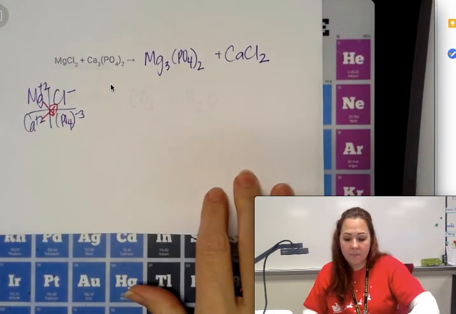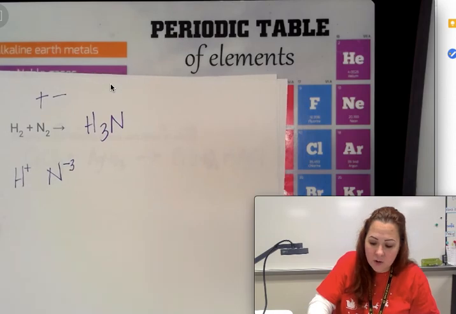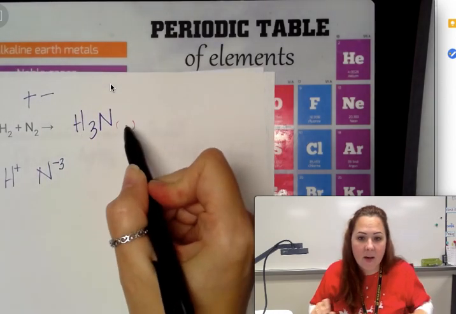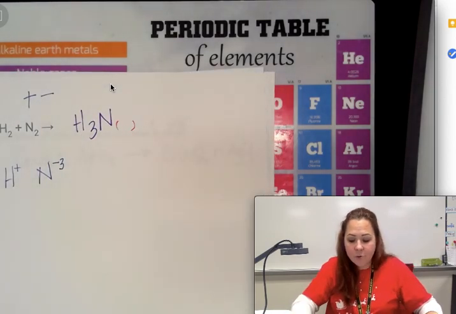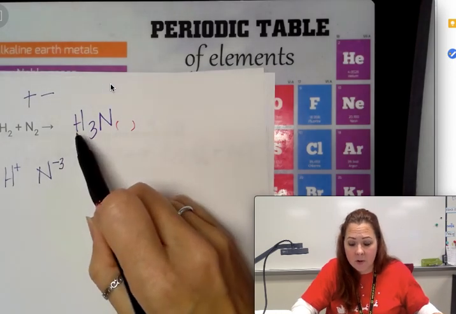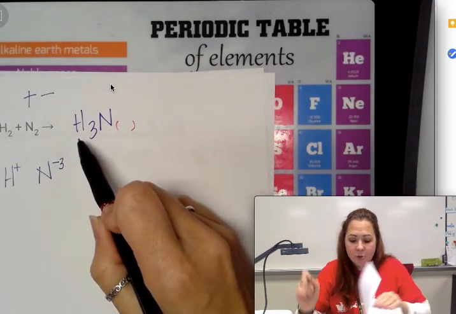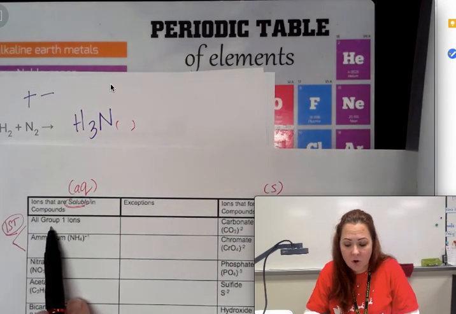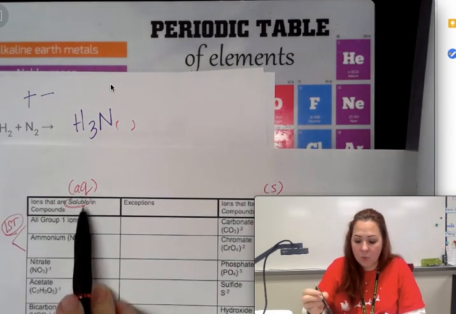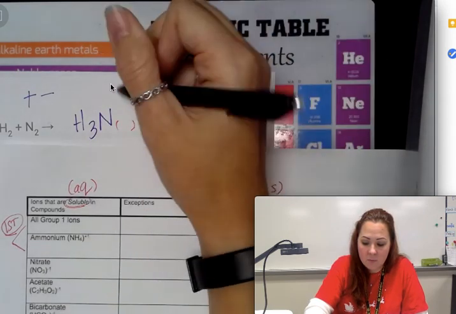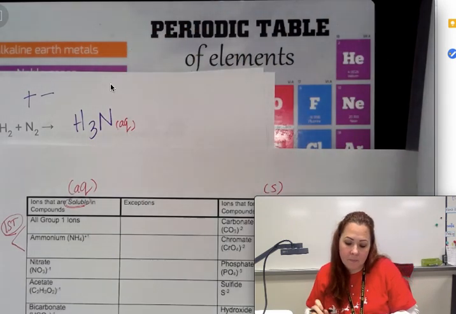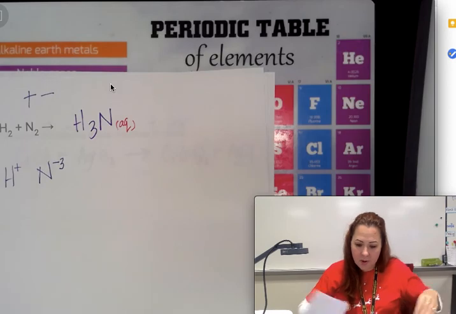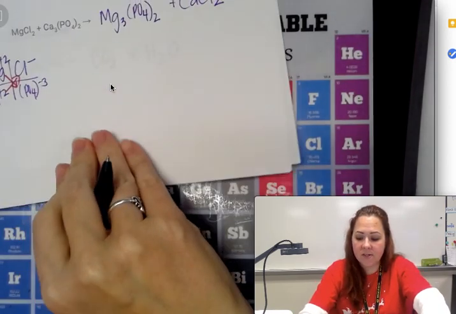The next one, I am making H3N. Again, I need to predict the state of matter. Hydrogen lives in group number 1 on the periodic table. With hydrogen living in group number 1, all group 1 ions are always aqueous, no exception to that rule. So I'm going to write down AQ here. The next problem, I have 2 states of matter.